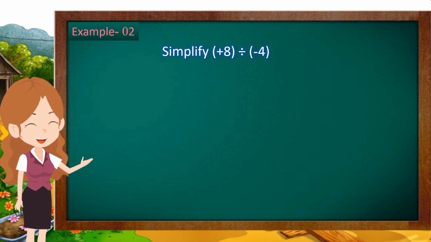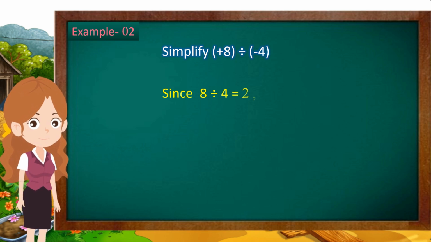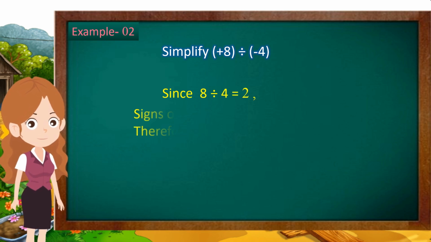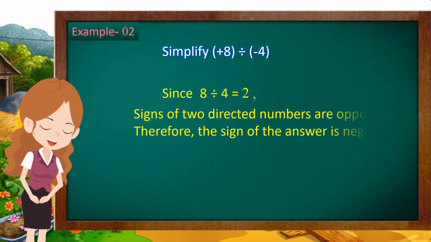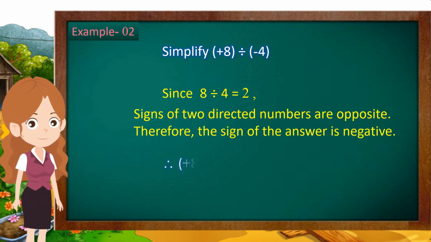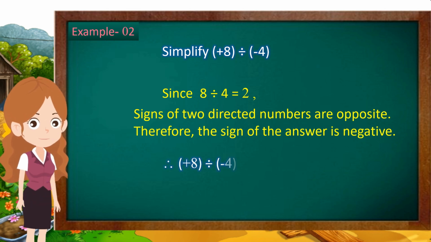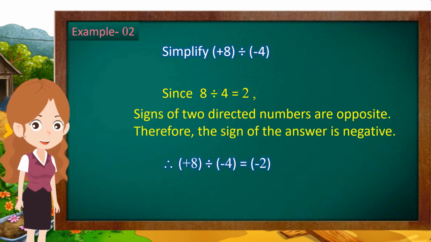Let us now divide in this way regardless of the sign. My dear children, since the signs of both these directed numbers are opposite to each other, the sign of the answer is negative. Accordingly, when plus 8 is divided by minus 4, the answer is minus 2.